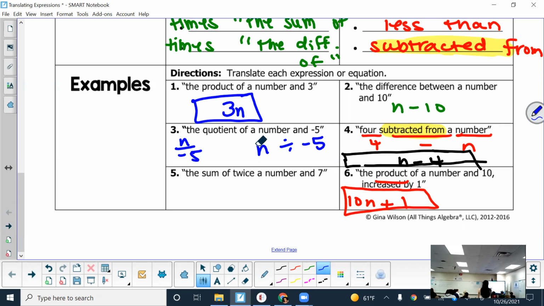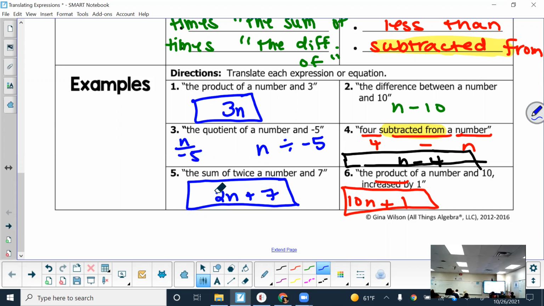All right, number 5, the sum of twice a number and 7. What did you write? 2 times 7. Good. All right, so twice a number, multiply it by 2. And then it's the sum of, so adding them together with 7. Questions at all on this side?